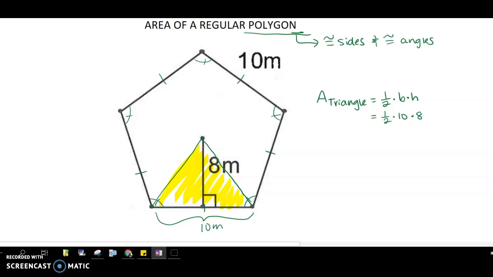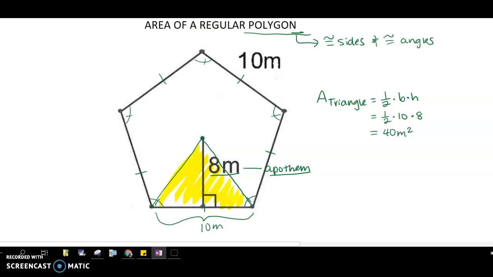This 8 meters right here is an important piece in order to find the area. This is called the apothem. It is basically the height of the triangle when you draw in each of the triangles in your polygon. So half of 10 times 8 gives me 40 meters squared for the area of the triangle.